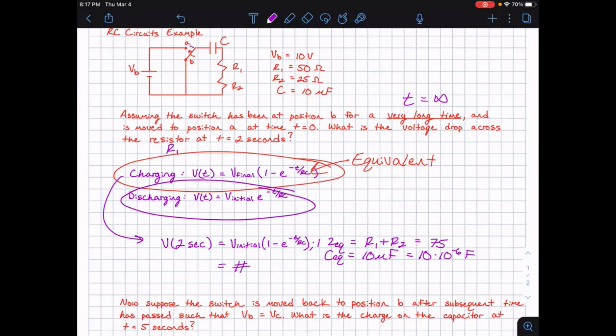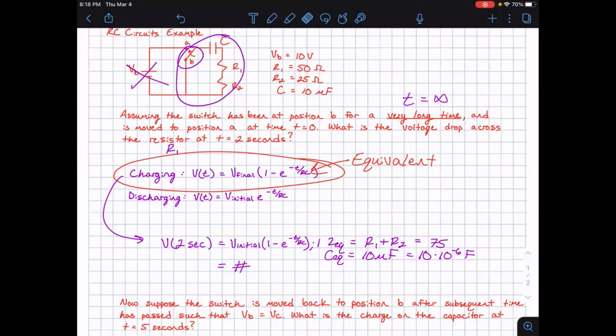If my switch is connected here, that means my battery really doesn't even matter. My battery is no longer a consequence to me. I just have this circuit right here, my capacitor in series with R1 and R2. But the good thing is my capacitor acts like a battery now that it's all full, and it will just discharge according to this equation right here at the bottom, okay?